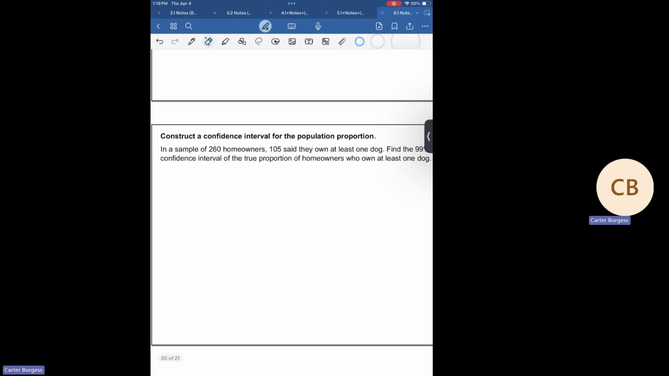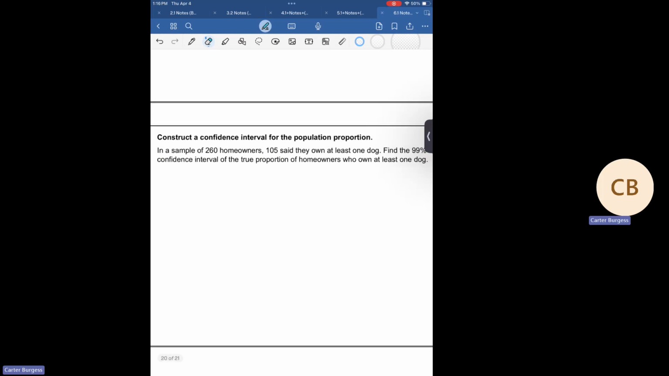So we are told that for a sample of 260 homeowners, 105 say that they own at least one dog. We're trying to figure out the true proportion of homeowners who own one dog. I've given us a couple of other assignments beyond just doing the confidence interval, because that's just a button press away. I've also asked what the relevant T or Z score is, and then what the E is.